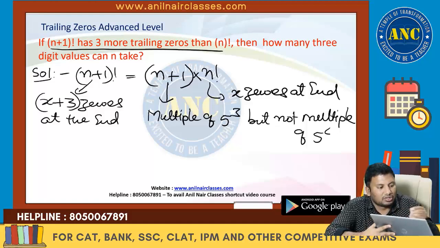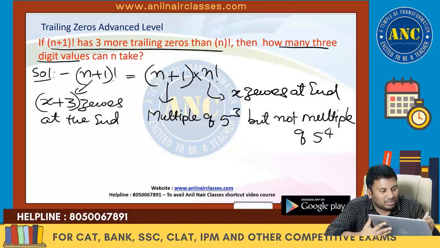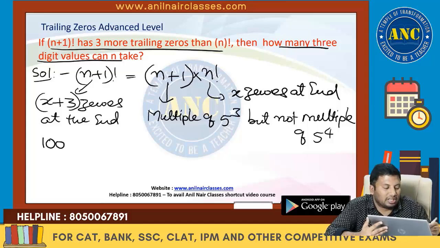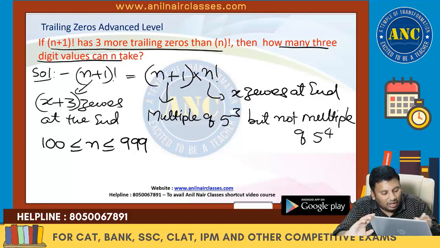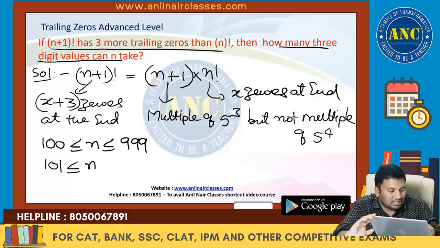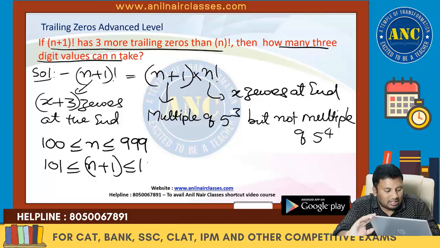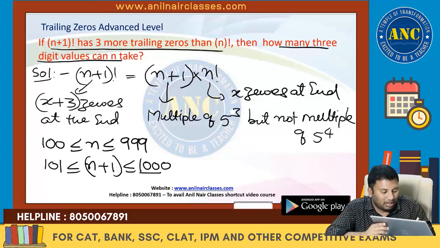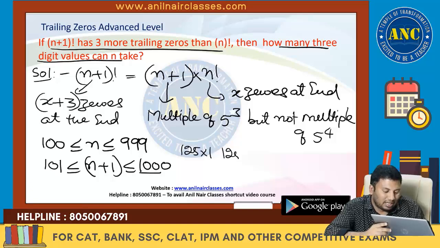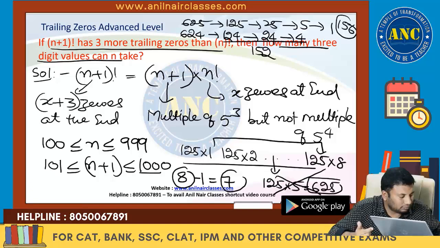Again I will explain. How many 3-digit values can n take? The lowest 3-digit number is 100, so 100 ≤ n ≤ 999. If I want n plus 1, then 101 ≤ n+1 ≤ 1000. Multiples of 5 cubed, how many will I get? 125 ones are 125. I hope it is clear.